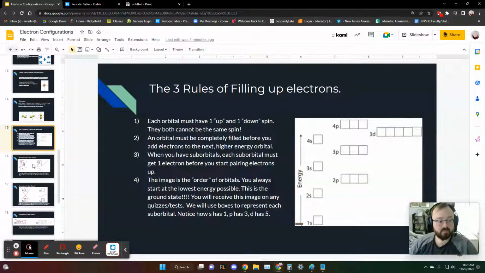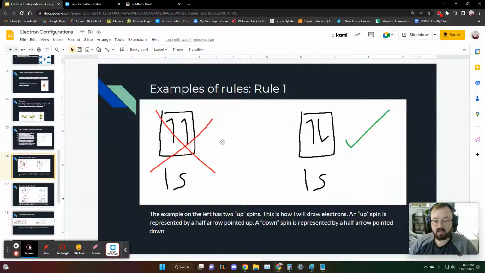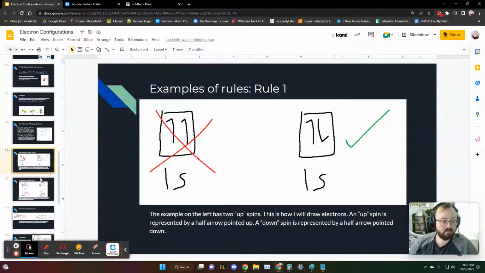There are the 3 rules. Rule number 1 is that in each orbital, one electron must go up, one electron must go down. So you cannot do it like this. You have to have one that goes up, one that goes down.